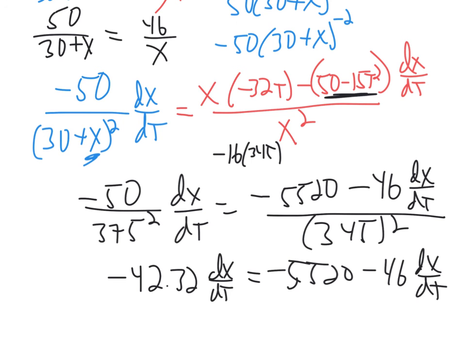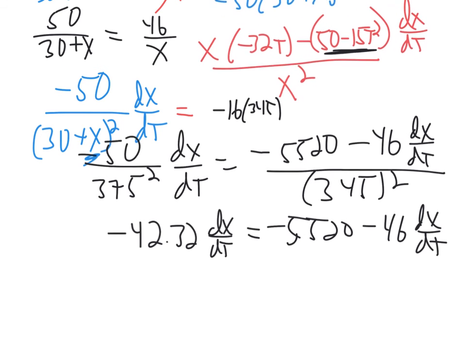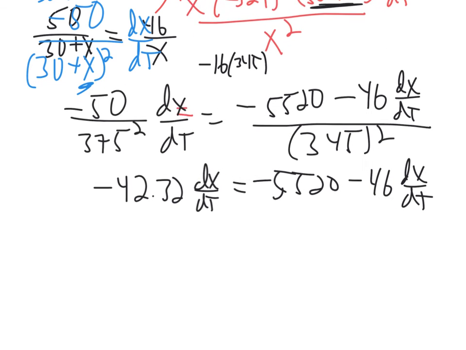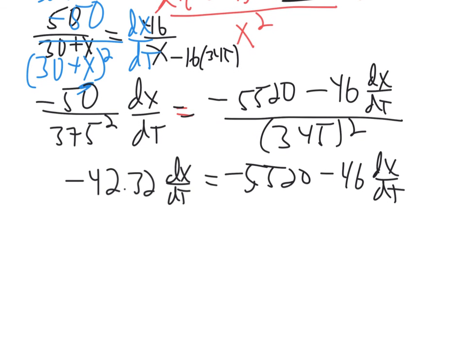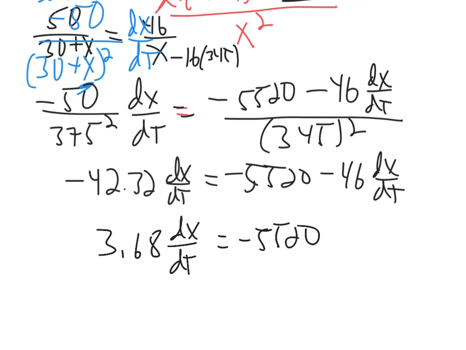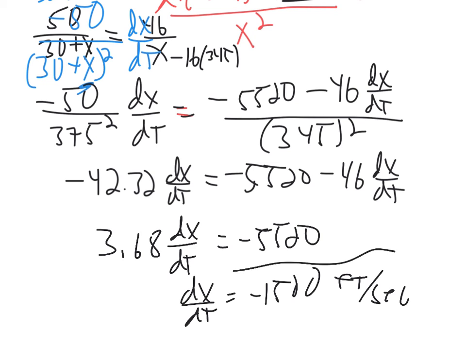So now I'm getting more simplified here. That's looking promising. I'm going to add 46 dx/dt's to both sides. That gives me 3.68 dx/dt's equals negative 5520. Now I'll just divide both sides by 3.68, and dx/dt equals negative 1500 feet per second. And that's how fast that shadow is decreasing.